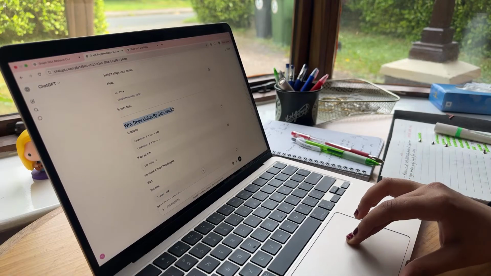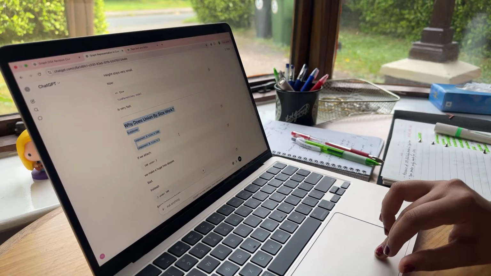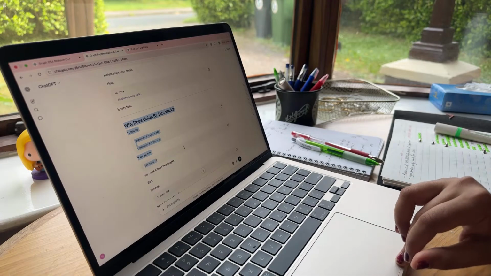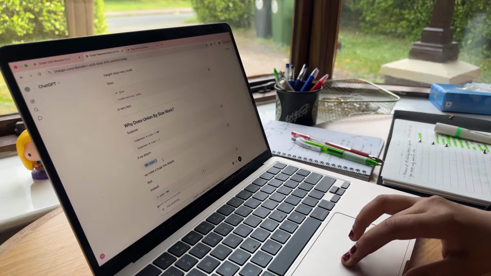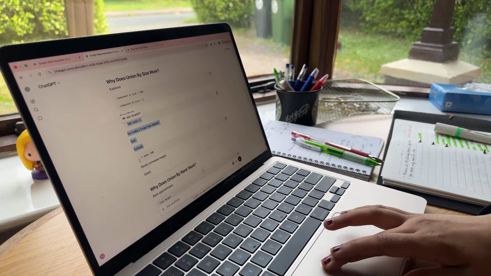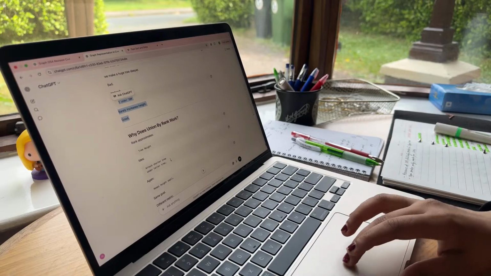Why does union by size work? Suppose component A size is 100, B is 2. If we attach 100 under 2, we make a huge deep tree, which is bad. Instead, attaching 2 under 100 barely increases height.